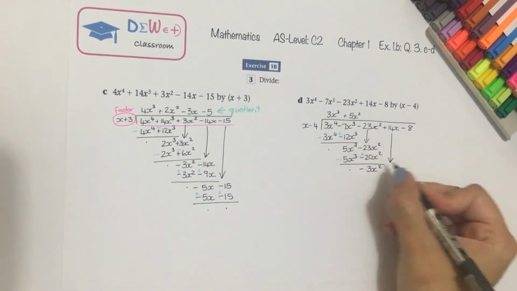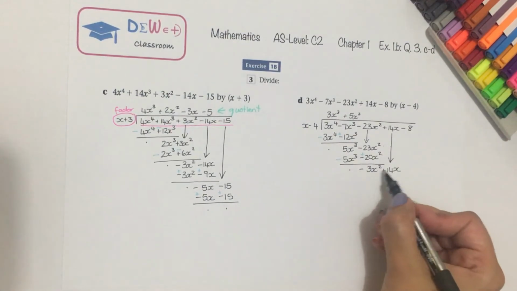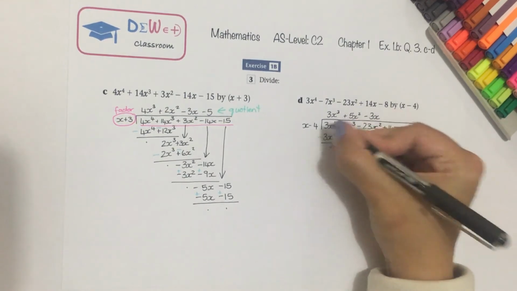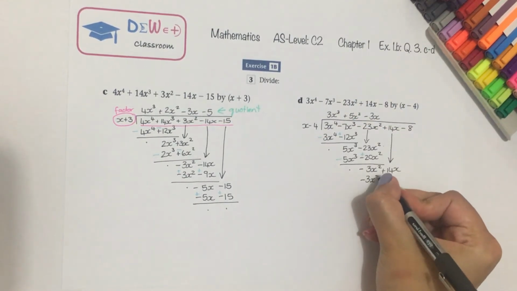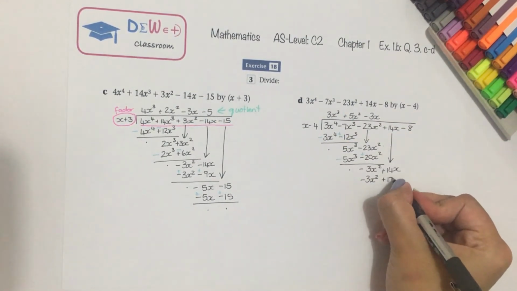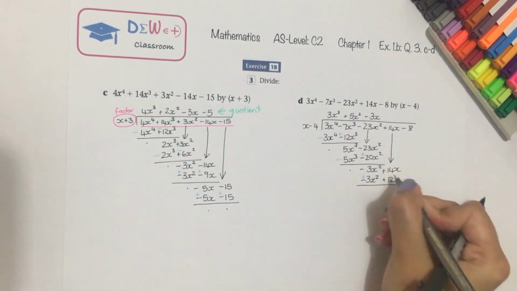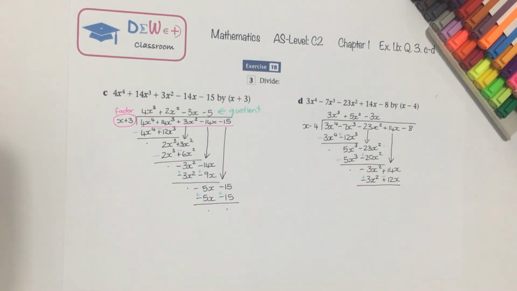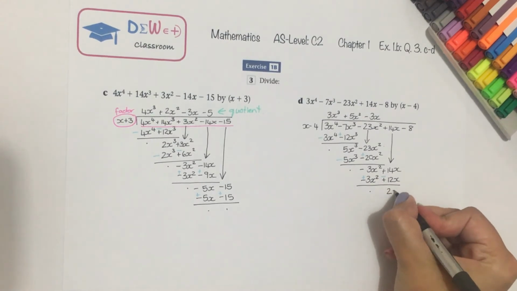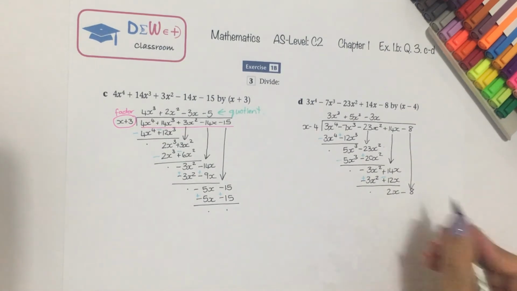And we bring down 14x. Start the process again. Minus 3x squared divided by x is minus 3x. Minus 3x times x, minus 3x squared. Minus 3x times negative 4 is plus 12x. We want to subtract them from one another, so we're going to change the signs. Minus 3x squared plus 3x squared is 0. Plus 14x minus 12x is 2x. And don't forget about the negative 8.